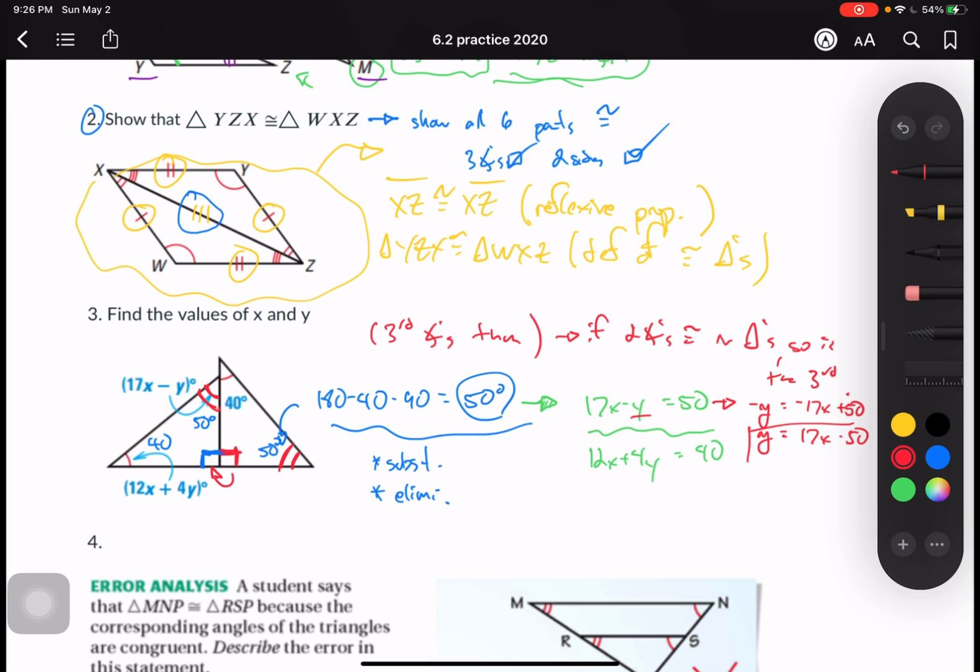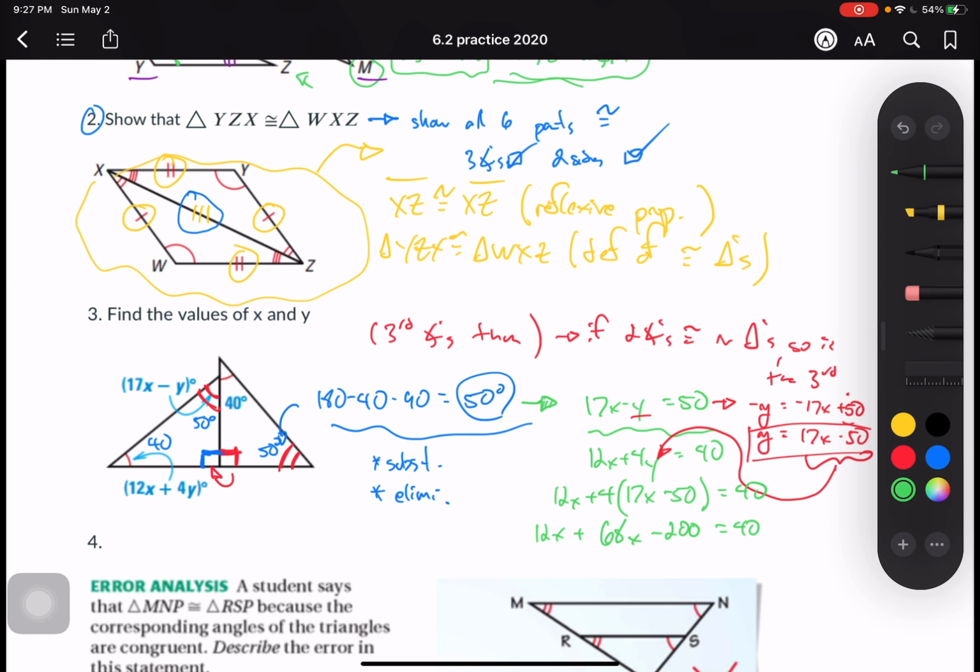Okay, so now I have an expression for y. Let's go ahead and substitute that in. Right there. Okay, so I'll have 12x plus 4 times 17x minus 50. All right, well, it's a little more complicated than I thought it would be, but it's good to know. So let's finish it up. 12x is going to give me, what, 68x, and that's going to be 200.